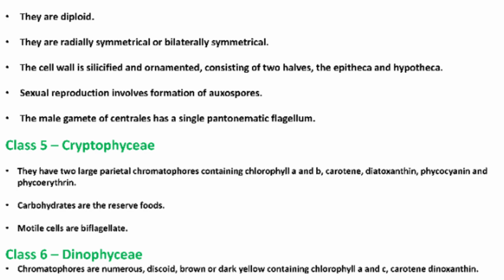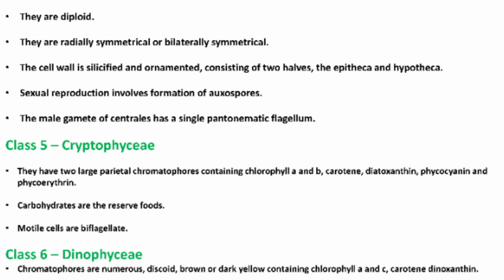Class 5 is Cryptophyceae. They have 2 large parietal chromatophores containing chlorophyll A and B, carotene, diatoxanthin, phycocyanin and phycoerythrin. Carbohydrates are the reserve foods. Motile cells are biflagellate.